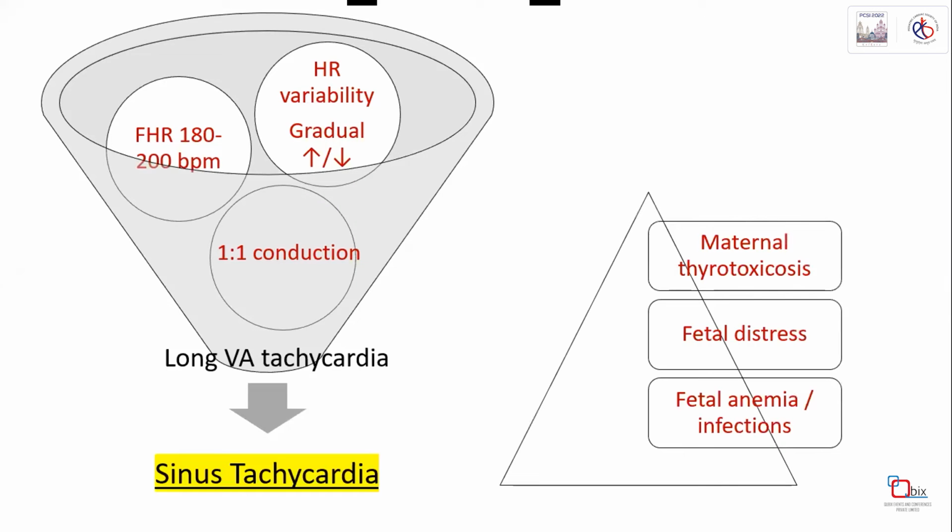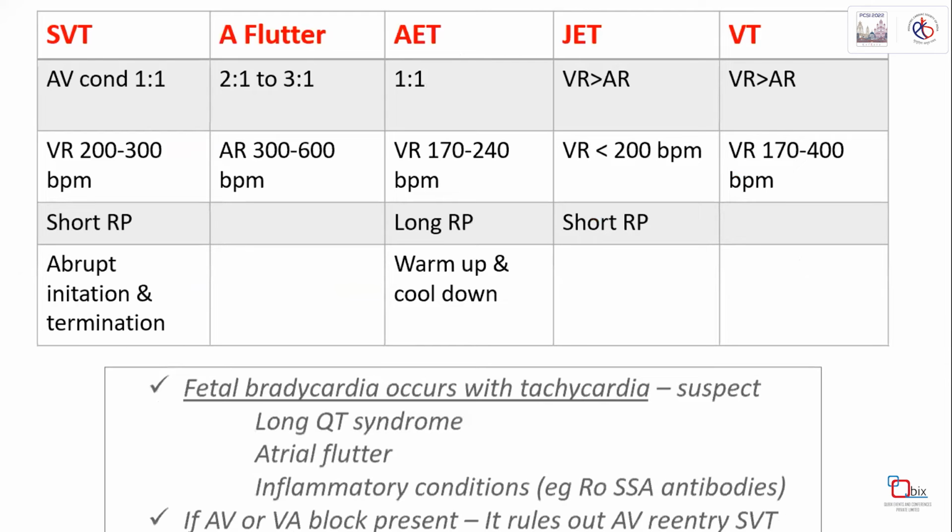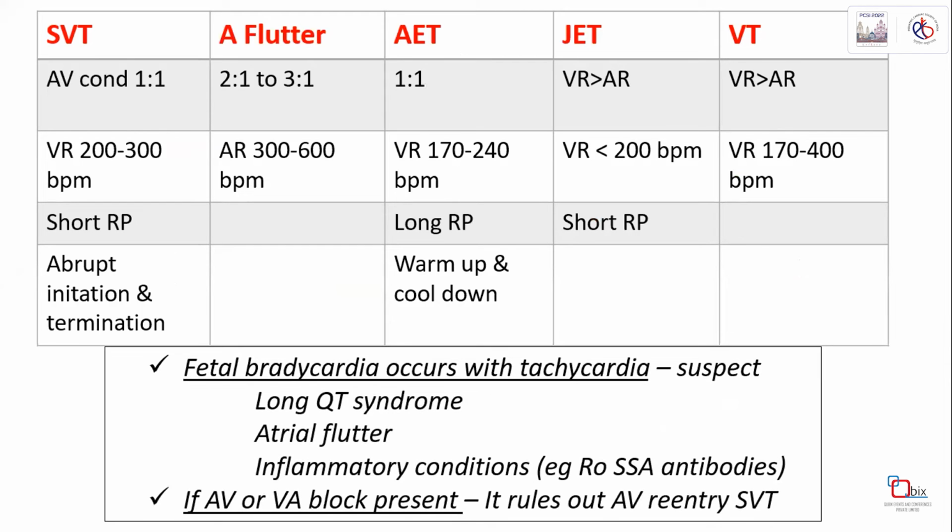Okay, so the sinus tachy we have done. The differences between reentrant and ectopic atrial we did. And sometimes you may end up with tachy and brady in the same fetus. So what do we do? The classical thing you will think is in terms of either atrial flutter or long QT or mother with antibodies positive.